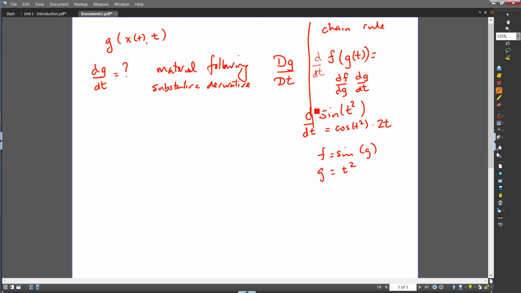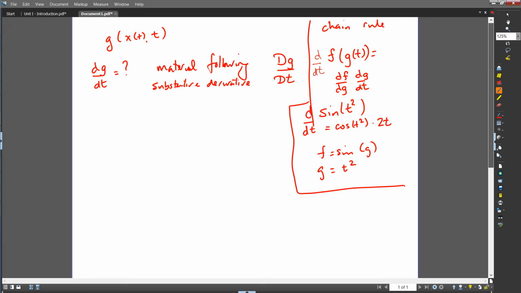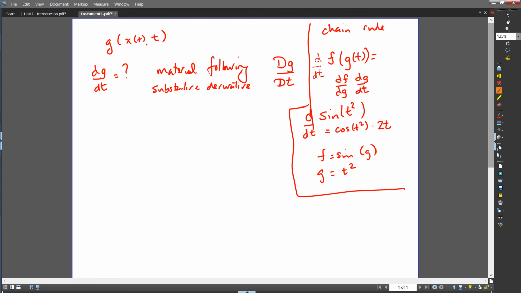So we're going to need that, and it's a little bit messy, sorry about that, but it's a little bit of mathematical background for you. So let's come back to this substantive derivative. I want to know what is dg dt, where I explicitly account for the fact that g depends on x of t and on time explicitly.